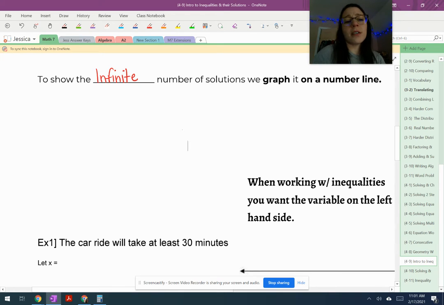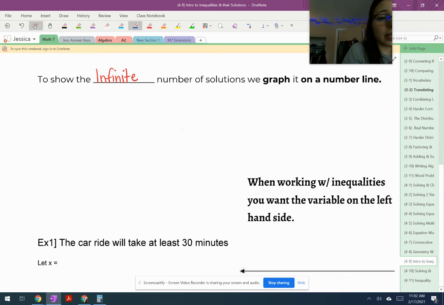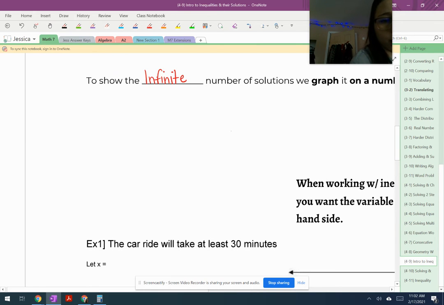Okay, so in this video, we're going to take a little bit closer look at graphing the inequalities on a number line and what that looks like. So first, in order to do that, we're going to take a deeper look at the inequalities.